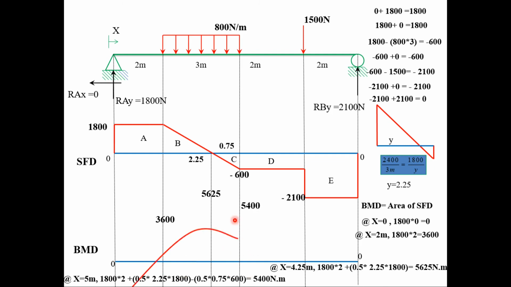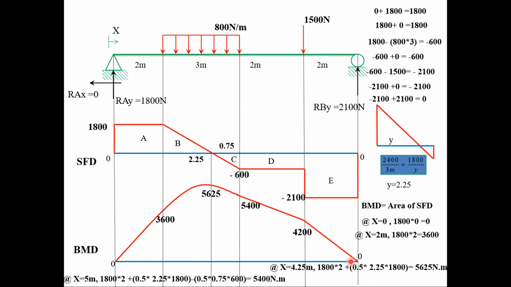Then at x equals 7 meter, we have to calculate the area of region A plus the area of region B minus the area of region C minus the area of region D, and it will give us 4200. At x equals 9 meter, it will be the area of region A plus B minus C minus D minus the area of region E, and the bending moment diagram will return to 0 value.